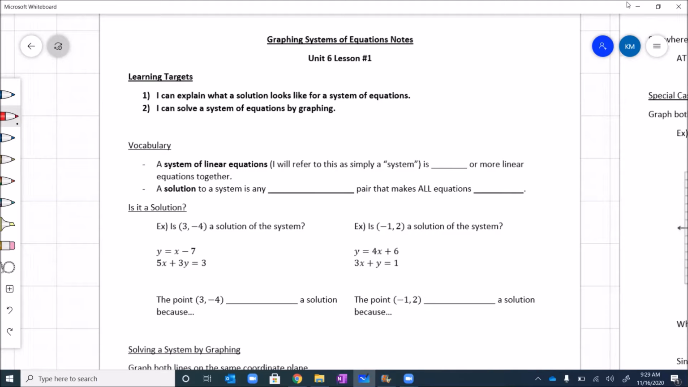Today we're going to look at graphing systems of equations. At the end of this video, you should be able to explain what a solution looks like for a system of equations, and you should be able to solve a system of equations by graphing.